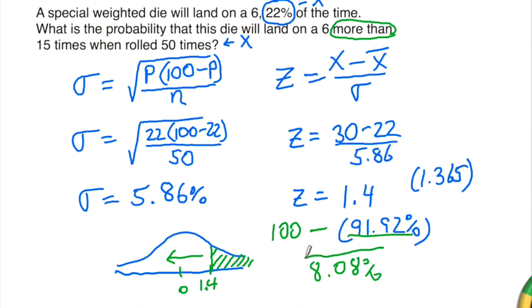So it's a very small chance that this thing is going to land on a 6 more than 15 times when rolled 50 times. More than likely it's going to be less, 91.92% of the time. This is what the central limit theorem does. It doesn't allow you to get too far away from the mean of 22%. The farther you get away from it, the harder it becomes to get that far away from it. In other words, it keeps your answers pulled to the center. All right, so that's the central limit theorem.